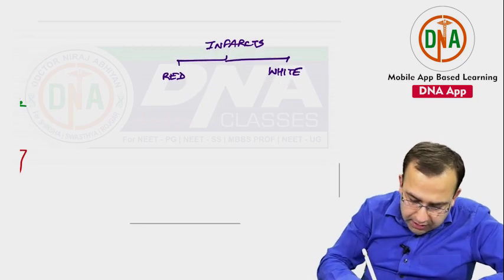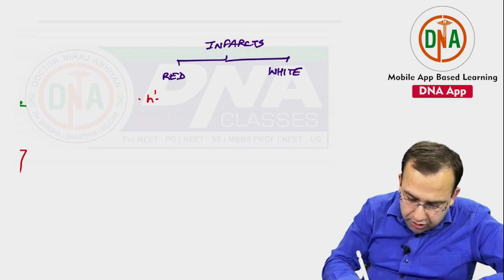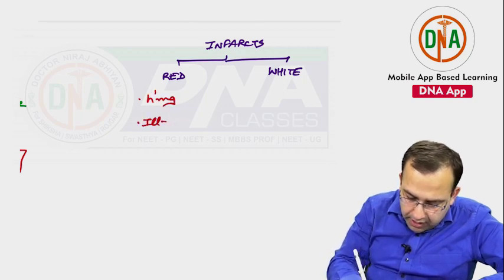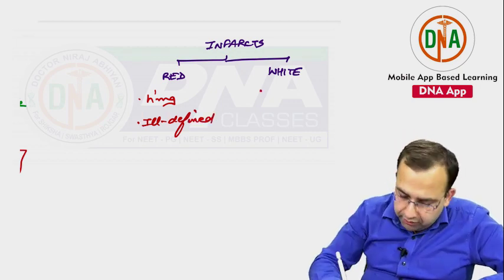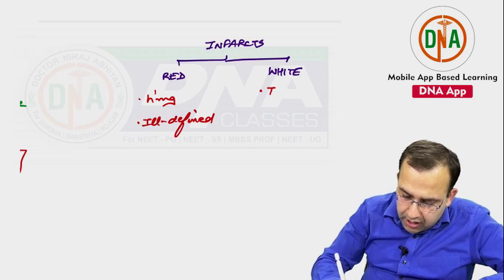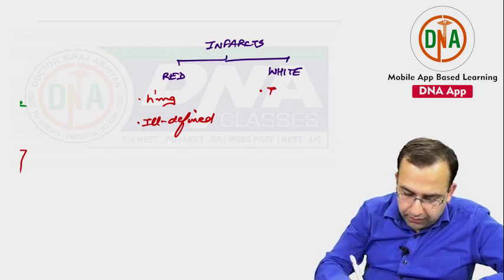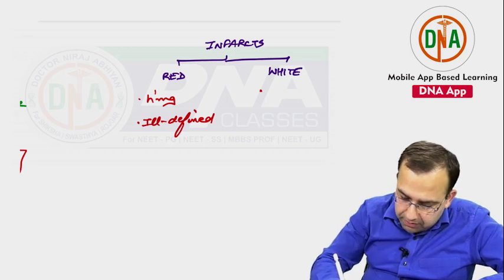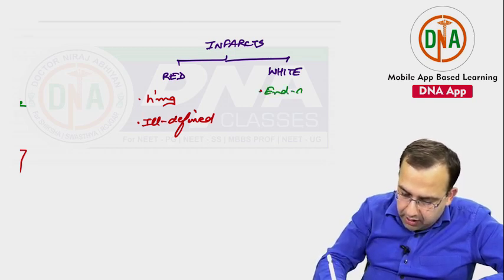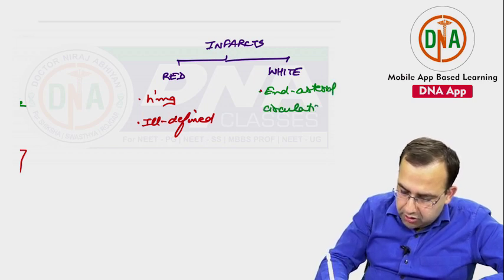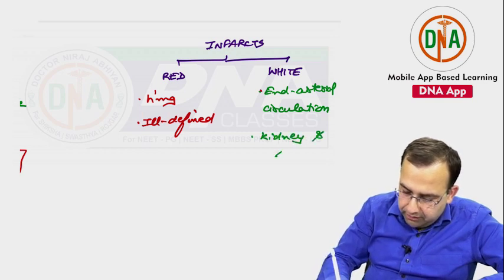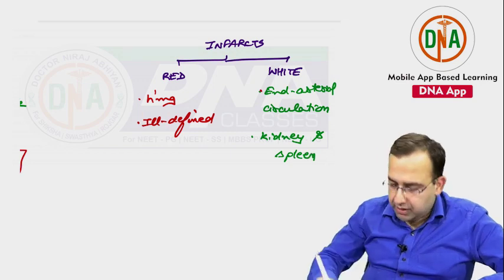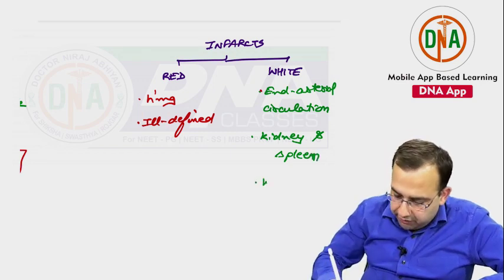Red infarct is associated with hemorrhage, so it is ill-defined in nature, versus white infarct, which is associated with end arterial circulation. That is, there is no other blood vessel supplying that particular organ. End arterial circulation is seen in kidney and spleen. It is well defined in nature.